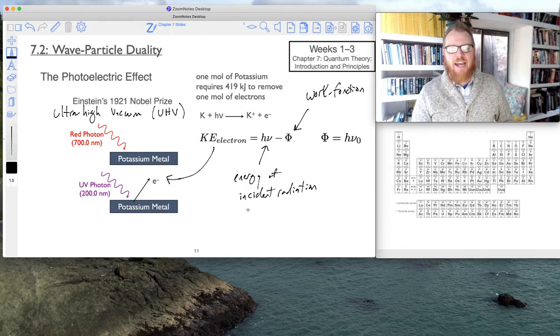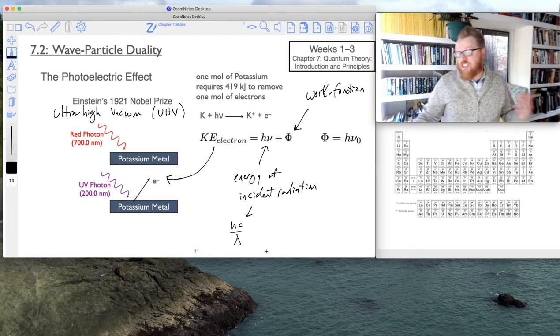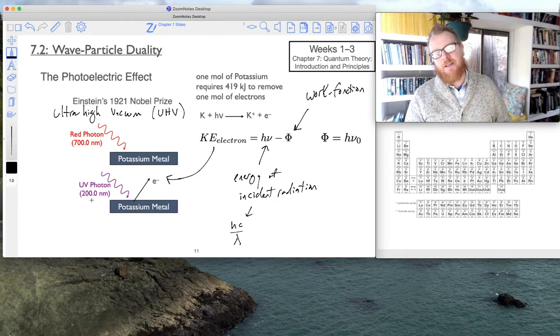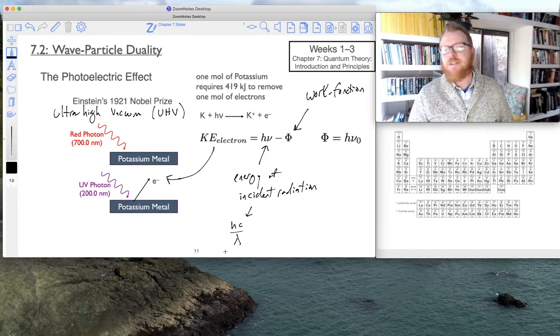So that's written as h nu, but we could also rewrite that as hc over lambda, okay? So we could calculate this, because I'm giving you 200 nanometers, we could plug in the value of Planck's constant times the speed of light divided by 200 nanometers, and we would get that energy of incident radiation, okay? So that's the energy of the incident radiation minus the work function of the material, okay?